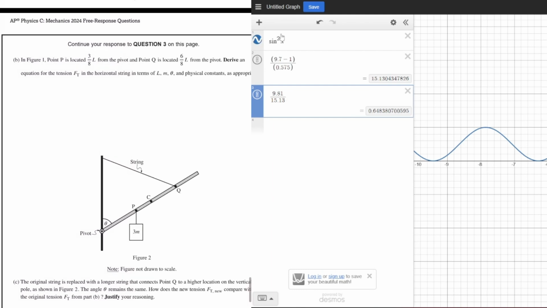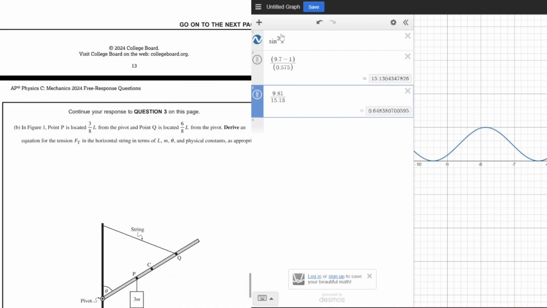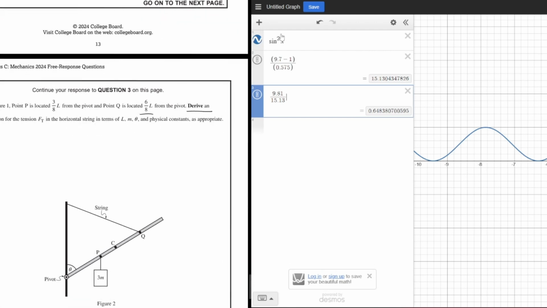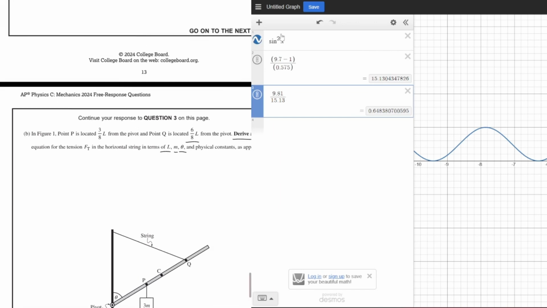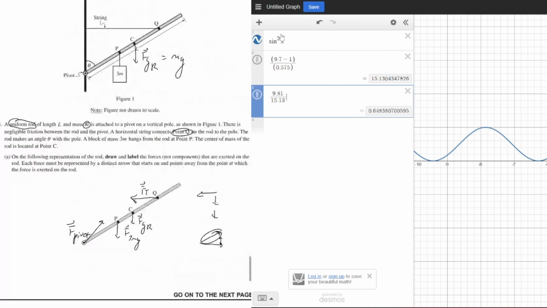So in figure 1, we're going to ignore this diagram because that's for the next question. In figure 1, point P is located 3/8 L from point Q, and 3/8 L from the pivot, and point Q is located 6/8 L from the pivot. Derive an equation for the force of tension in the string in terms of L, M, theta, and physical constants as appropriate. Okay, so point P, let's just label that. This is 3/8. Q is 6/8. And C, well, I know it's in the middle, so I'm going to call that 4/8 L.